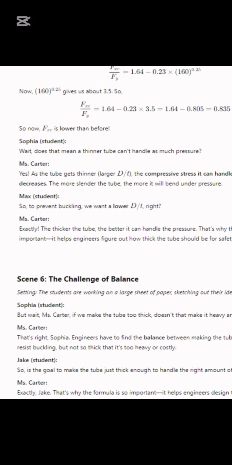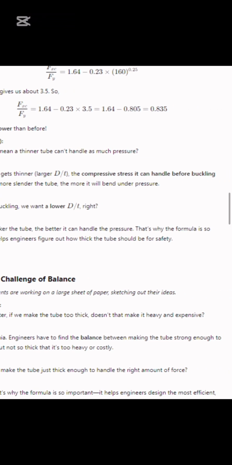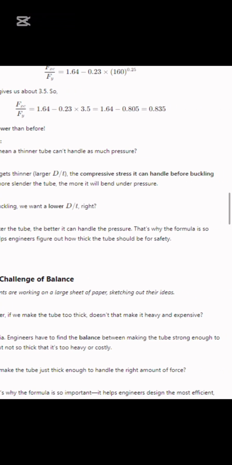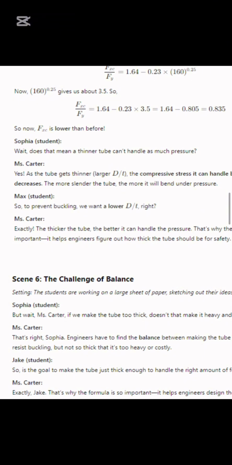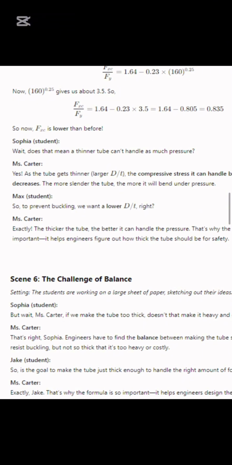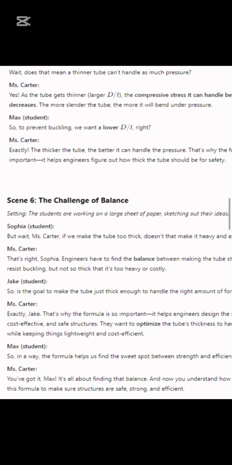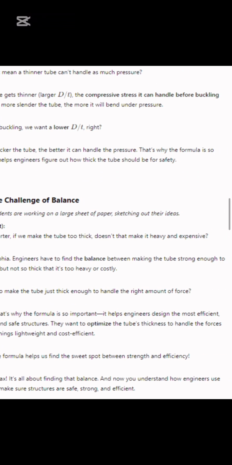Wait, does that mean the thinner tube can't handle as much pressure? Yes, as the tube gets thinner, meaning a larger d/t ratio, the compressive stress it can handle before buckling decreases. The thinner the tube, the more it will bend under pressure. So to prevent buckling, we want a lower d/t ratio, right? Exactly. The thicker the tube, the better it can handle the pressure.